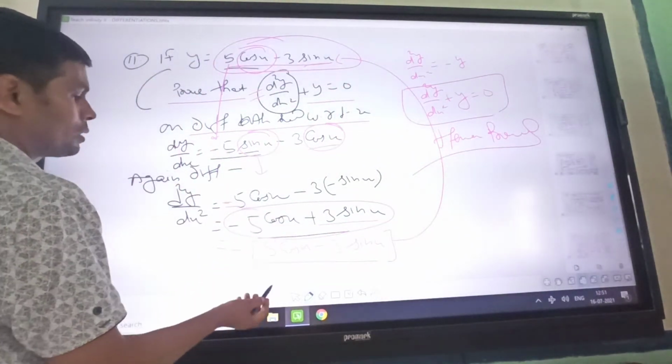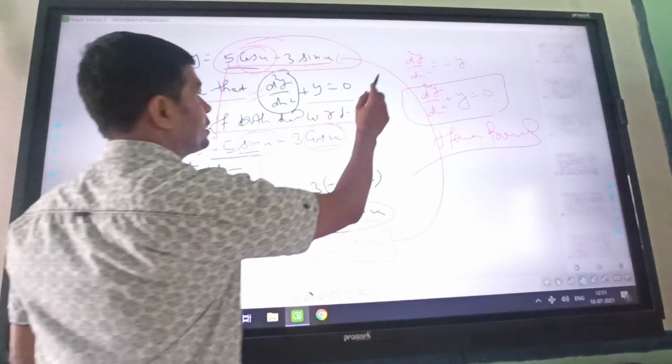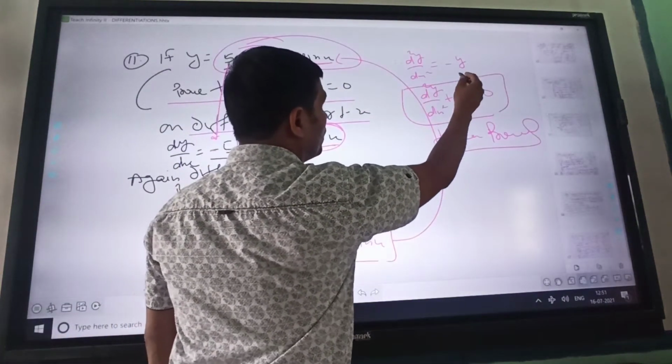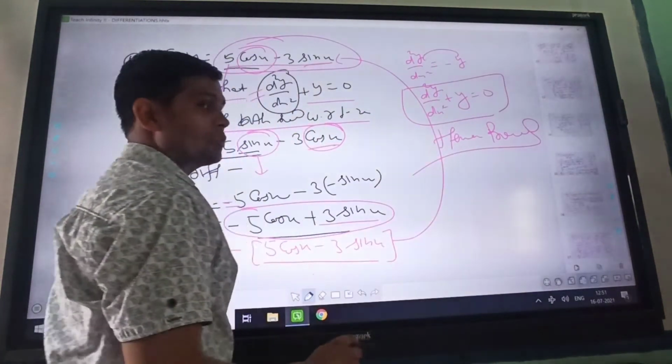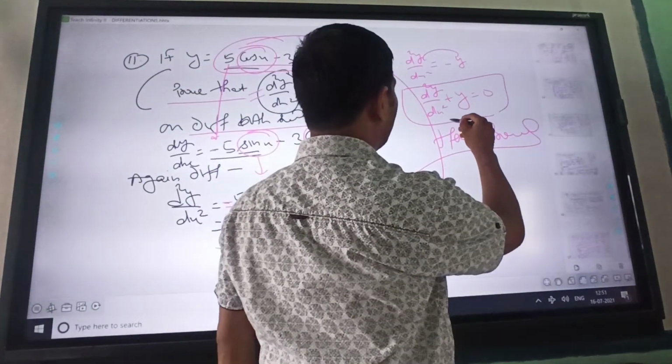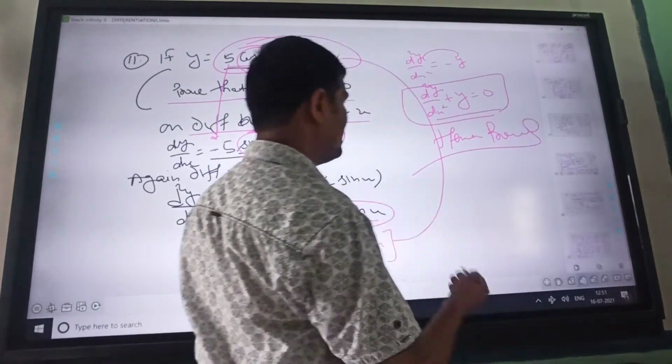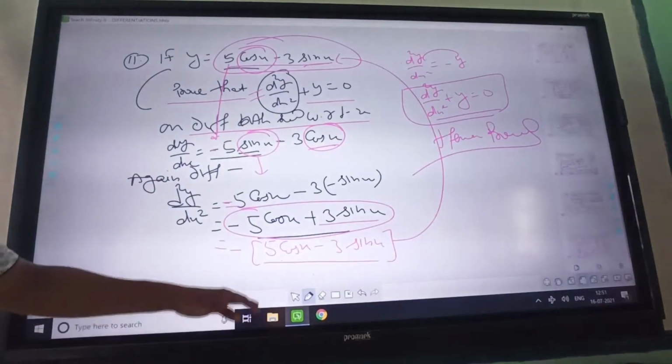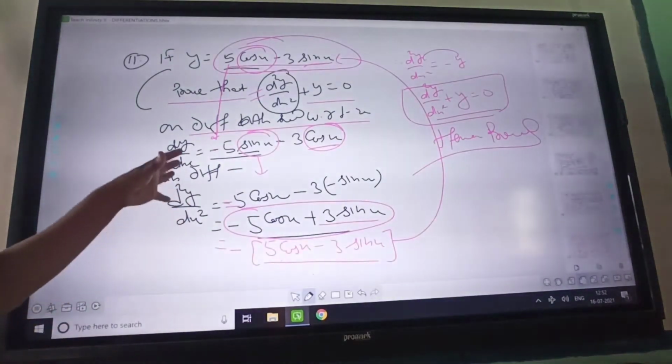So you can substitute the values from this part. So this gives us d2y by dx square plus, when this y comes to this side, this will be positive. So d2y by dx square plus y equals to 0. Hence proved. This is the proven part. So I think this question is also clear to all students.